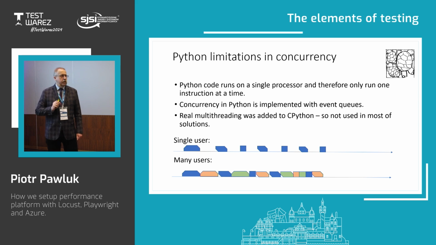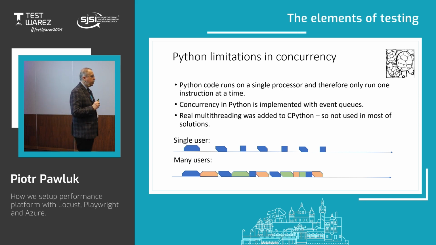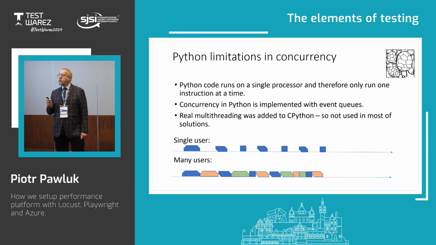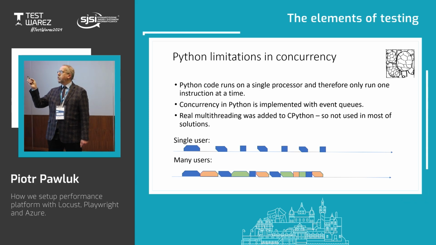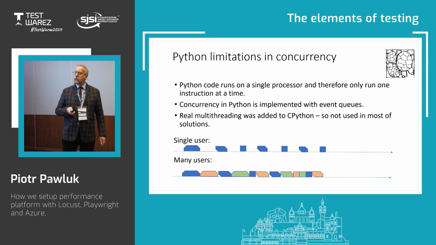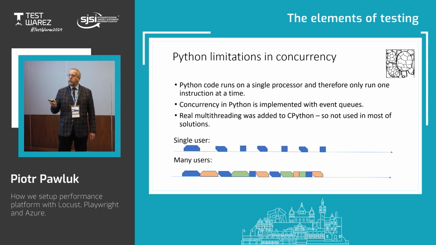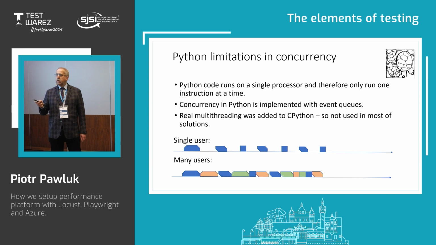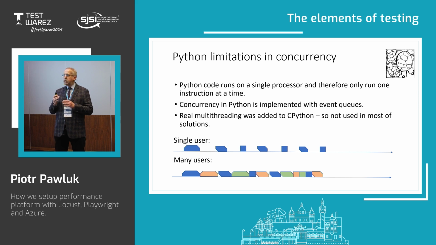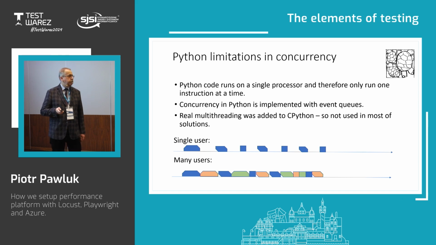So what is this limitation? We can emulate many users at the same time. If you use CPython, then you have real threads, but in normal Python it is not implemented. However, if you have a single user which works in this way, first one action, second action, then another action, and you run it with multiple users, you can, let's say, put into these holes some other actions from other users. So each color here represents a user.